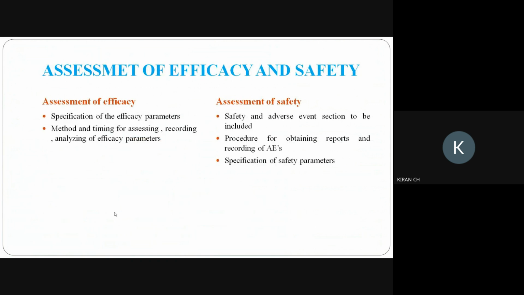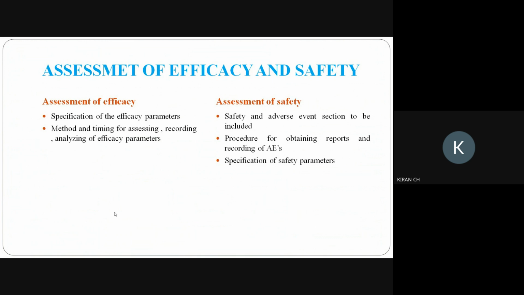Next, assessment of efficacy and safety. As I said, efficacy and safety parameters we have to mention in the endpoints. For efficacy, as I said, when we are giving the drug to the patient, how his pain is getting reduced, how his quality of life is after taking that medication. Those kind of parameters we'll mention in efficacy.